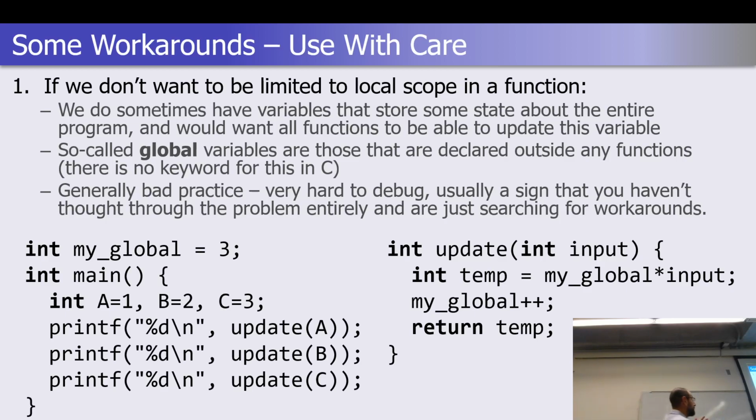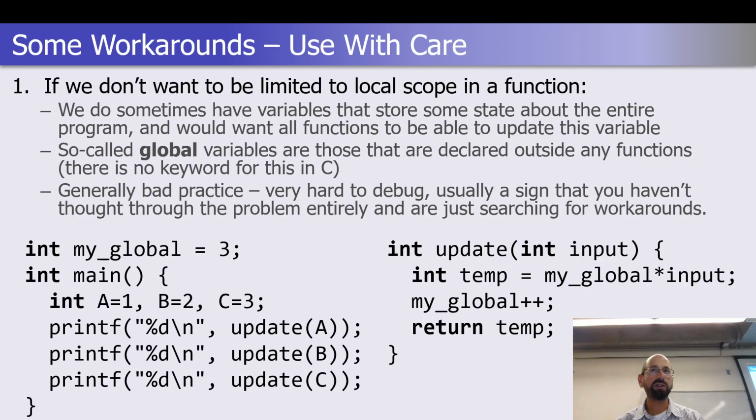One of these workarounds is using so-called global variables. There's no global keyword in C, unlike in certain other languages. But if we do sometimes need variables that have some state, that keep track of some information about the entire execution of the program, and we want all or multiple functions to be able to read and write and update that variable, we can in fact define variables outside of all of our functions. We haven't done that too much this semester. They would have global scope, meaning every function would be able to access that variable, and they can not just be read, they can also be written to from all of the functions we have in our program.